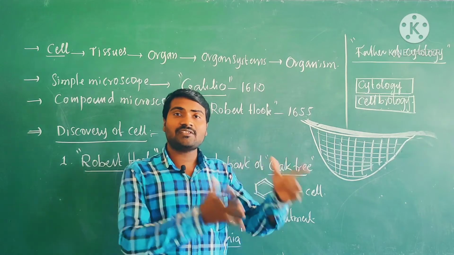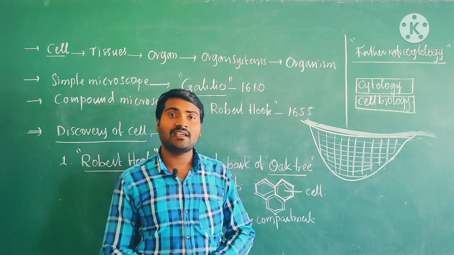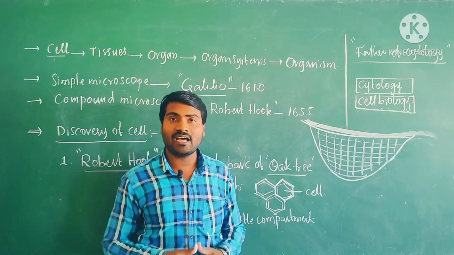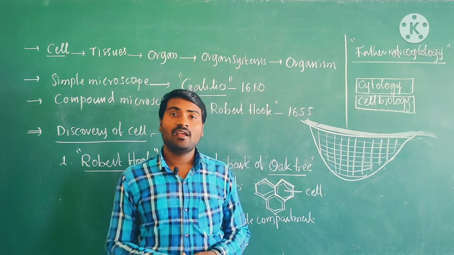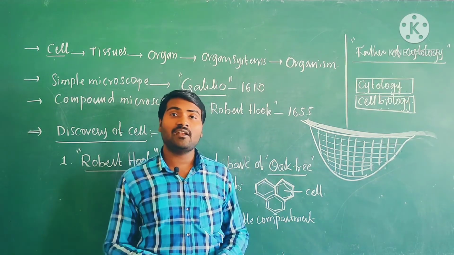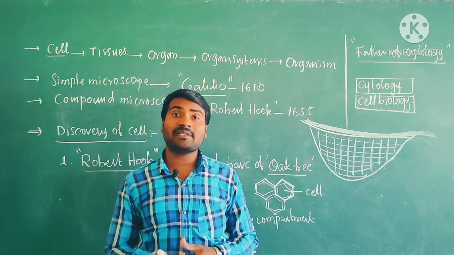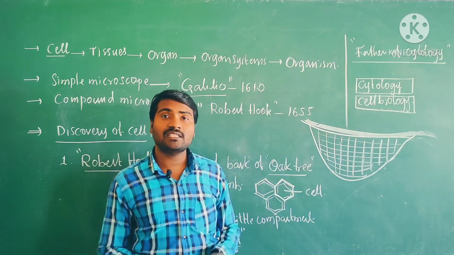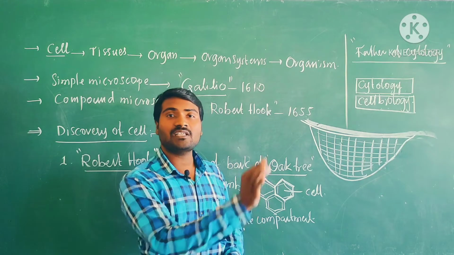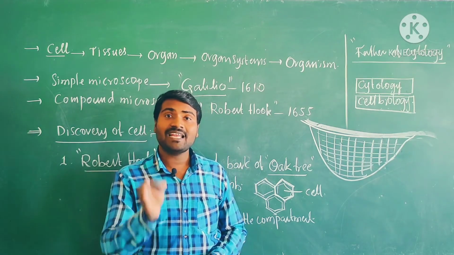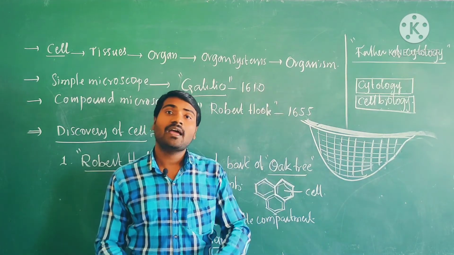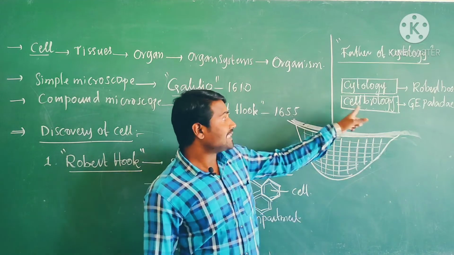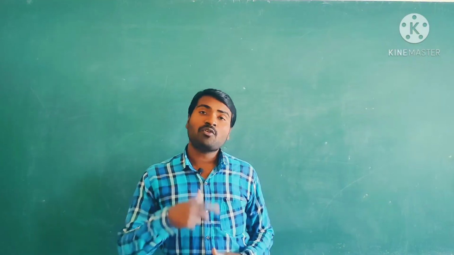So the branch of science which deals with the structure and functions of the cell is known as cytology, whereas cell biology is the study of the cell as a structural, functional unit of living organisms. Not only structure and function, but its fundamental role, its reproduction, how different cells are present, how different cell organelles are present, what is the role of different cell organelles, how the cell is involved in reproduction. Everything comes under cell biology. Cytology means only the study of the cell, its structure, function. Cell biology means the study of the cell as a structural, functional unit of living organisms and its reproduction. The term cytology is given by Robert Hooke and the term cell biology is given by G.E. Palade.